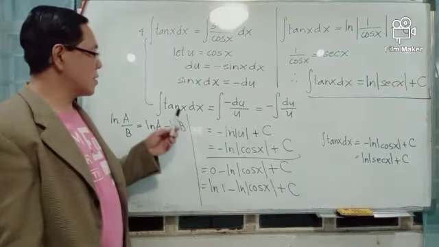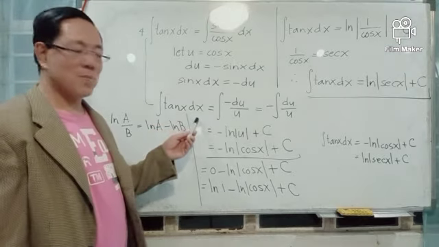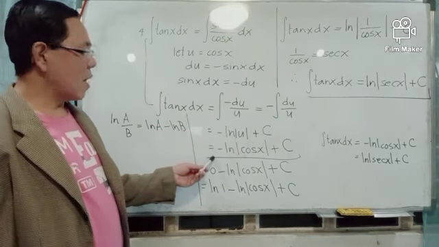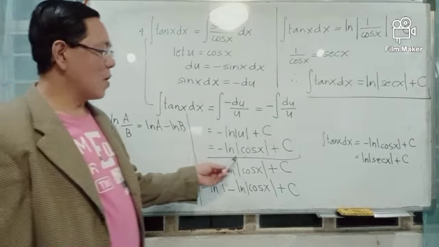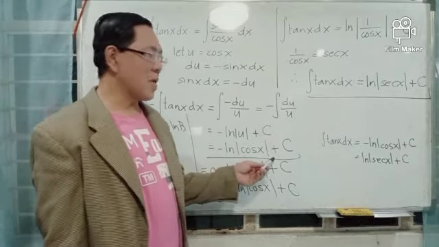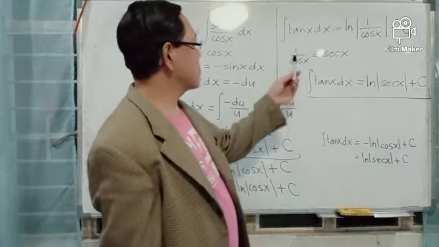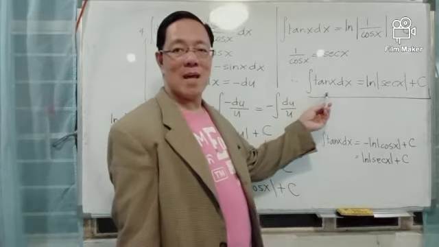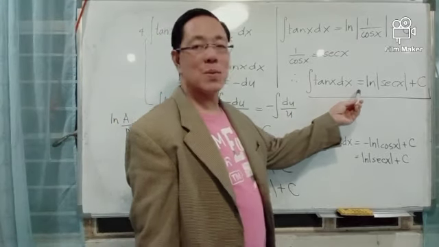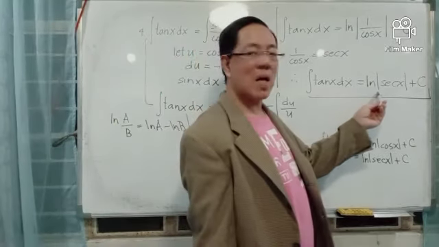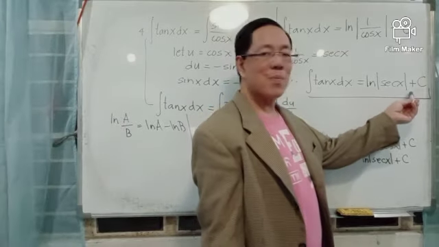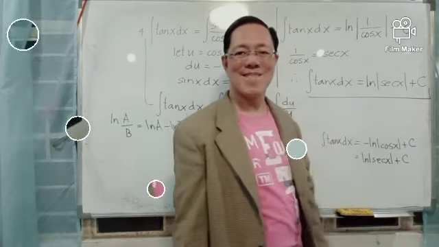Thus, we have shown that the integral of tangent x with respect to x is either equal to negative ln of the absolute value of cosine x plus c, or the integral of tangent x dx is equal to ln of the absolute value of secant x plus c.